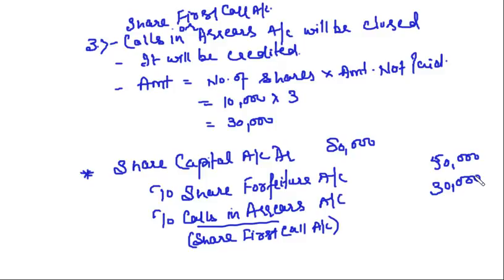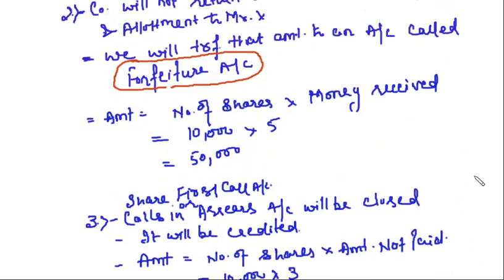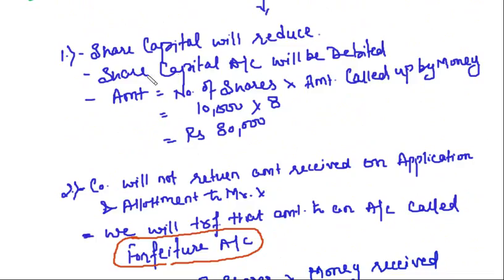And what are the effects of cancellation? The first effect is on share capital. Our share capital will reduce. The share capital account will be debited. Right? When we are increasing the share capital, our share capital account is credited. Now the share capital will reduce. Clear? Now, what will be the amount? It will be number of shares multiplied by amount that has been called up by the company. Remember these important words. Here, called up by the company. This is very important. Clear?